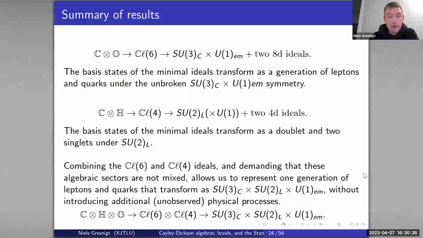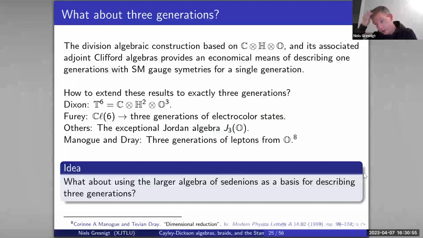So just to very quickly summarize then, from the complex octonions, you can generate CL6, and then you can describe one generation with SU3 symmetry and electric charge. And from the complex octonions, you can get CL4, and you can do the same, and get an SU2L, and actually also a U1 symmetry. And you can combine all that together if you want in terms of minimal ideals of CL10. So that's sort of the revision part of my talk.